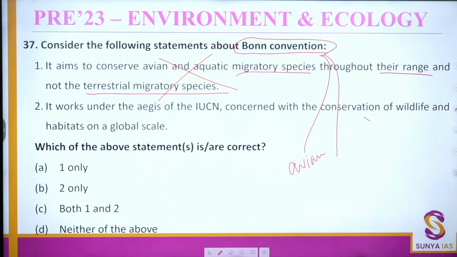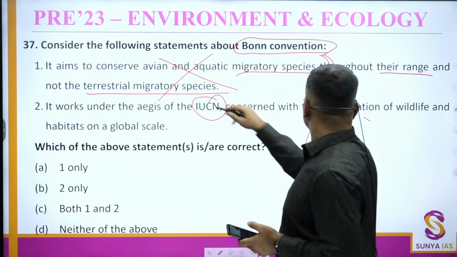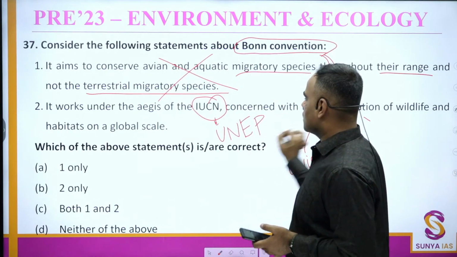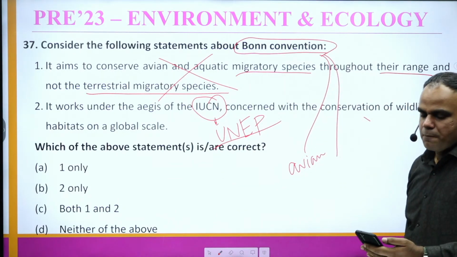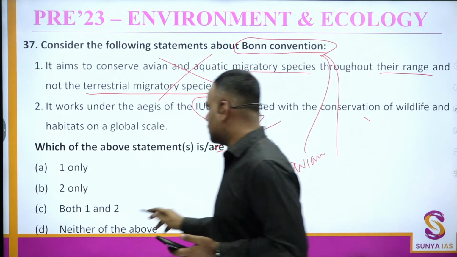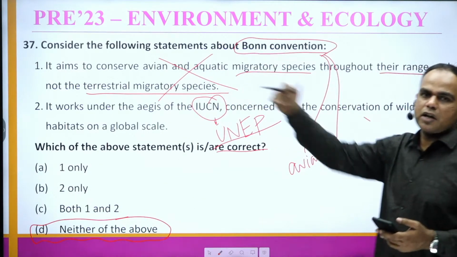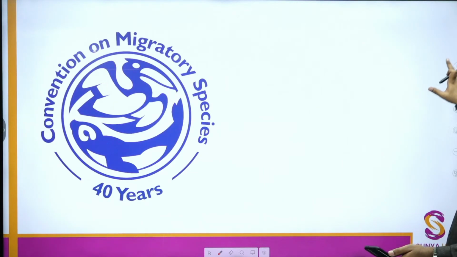Second statement, that it works under the aegis of IUCN. Okay, so this is not correct. It actually works under the aegis of the United Nations Environment Program, UNEP. Because of this, the question is asking you which of the following is correct. Okay, the answer is D, neither is correct. Both the statements here are wrong. All right. This is the Bonn Convention. So yes, there are three kinds of species. It covers all of them, right?